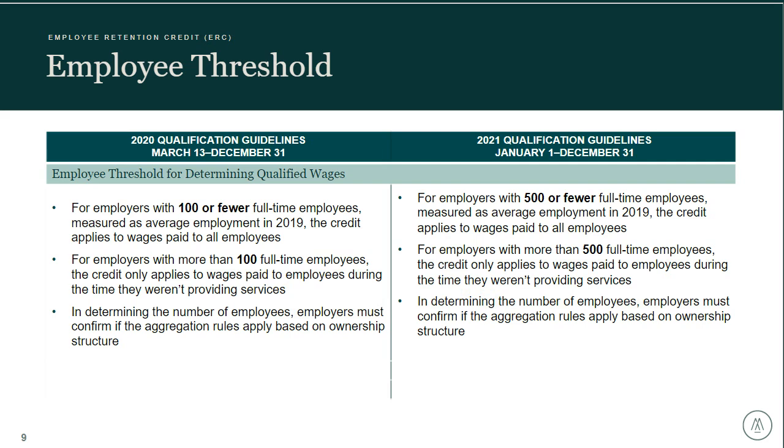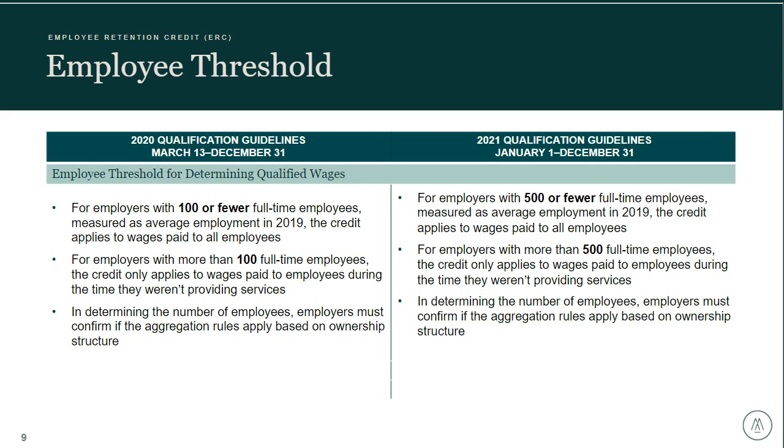Okay. Yeah, sure. I'll just comment on the change that took place in 2021. The employee threshold was actually increased to 500. So now, for Q1, Q2, and Q3 of 2021, if you had fewer than 500 full-time employees, and again, we're looking back to your head count in 2019, pre-pandemic, you could take the credit on all wages paid. And if you're over that 500 employee threshold, then you would have to identify wages that were paid to folks who are not providing services.